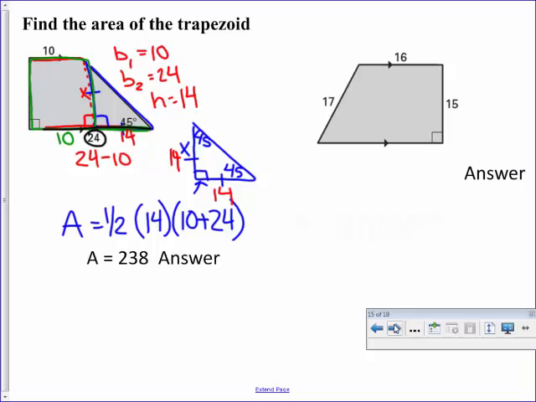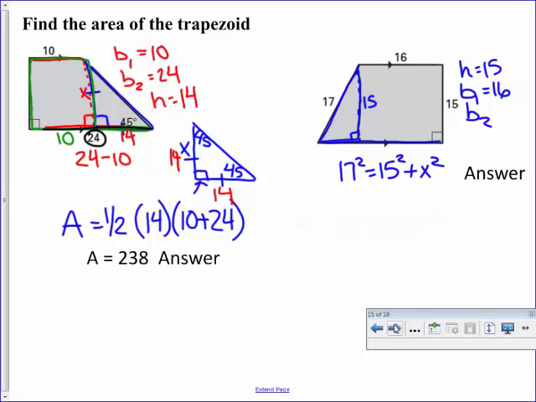Now, the next one we have, our height is 15. We have one of the bases is 16, but we're missing the other base. Okay? Well, I'm going to go ahead and draw the height over here as 15, because what I can see now is I have a right triangle, and I can use Pythagorean theorem to find the other side of my right triangle. Once you plug that in and do your arithmetic, you get this side to be 8.